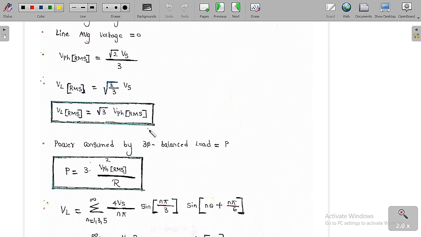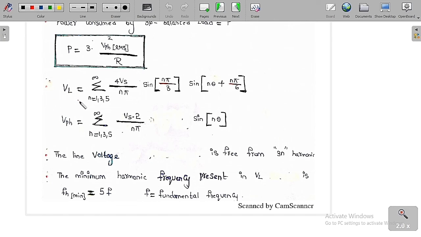Therefore, I have already told you VL RMS is equal to under root 2 by 3 into Vs, whereas VL RMS is equal to root 3 into V phase RMS, and the power is equal to 3 into V phase RMS square by R. Now, as the line voltage is a periodic signal, I can easily write the Fourier series expression for this line voltage.